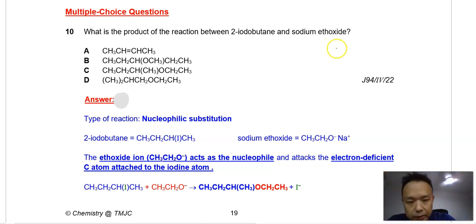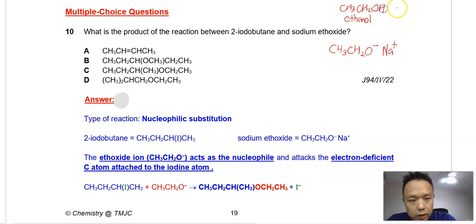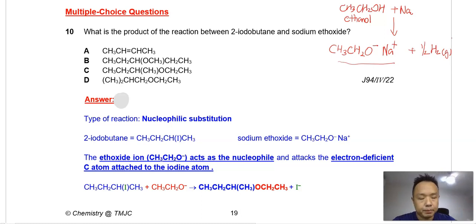Okay, sodium ethoxide is basically CH3CH2O minus and Na plus. It's basically a reaction of your ethanol, right? CH3CH2OH losing a hydrogen, losing a proton, to form, so it's a reaction between sodium, and you get your sodium ethoxide plus half H2 gas. Alright, this is a concept that we discussed in the alcohols lecture.